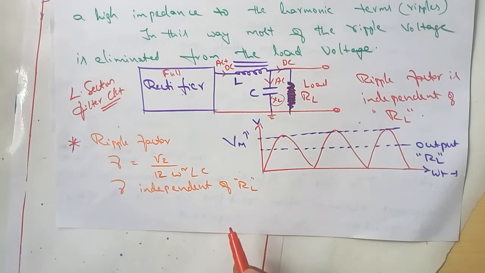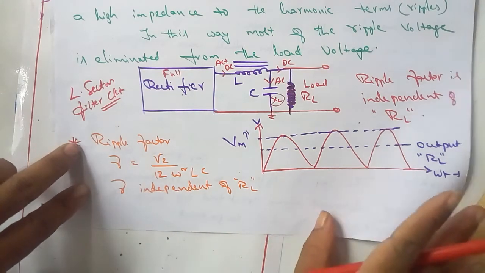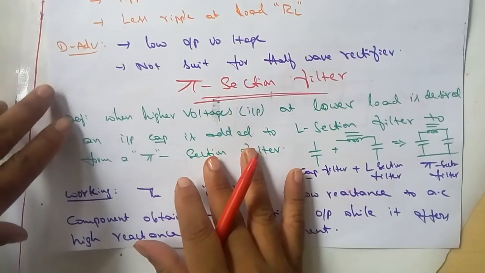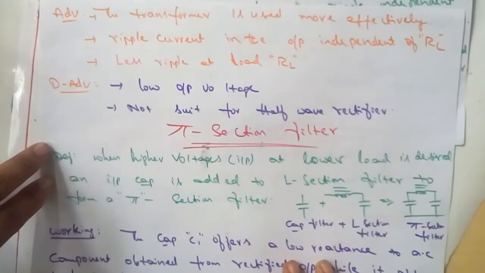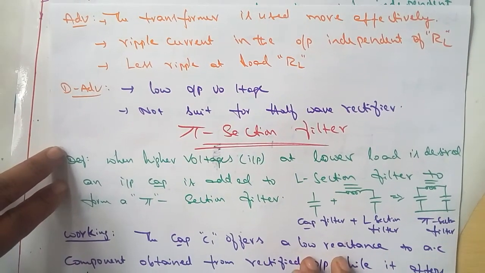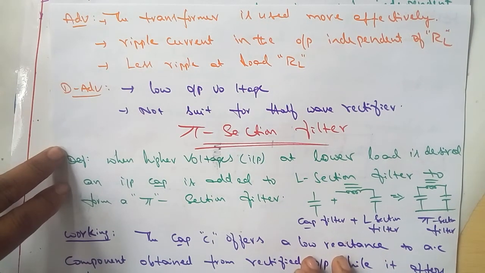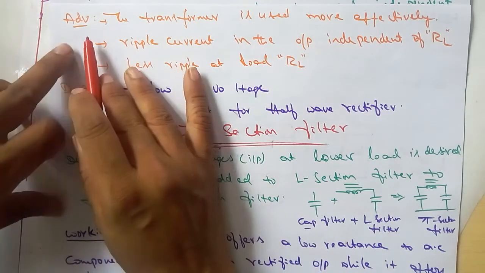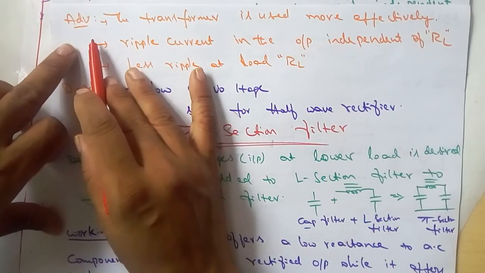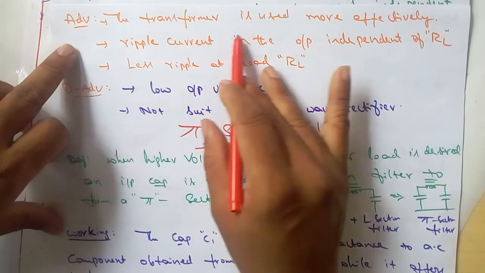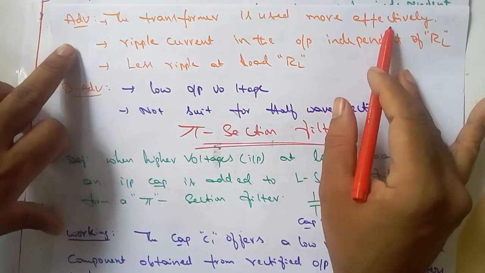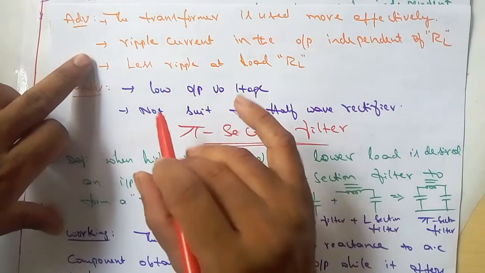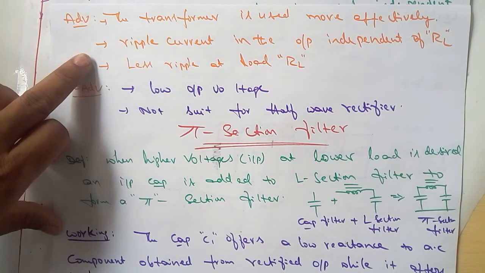So this is about the L section filter. Now, what are the advantages and disadvantages of this L section filter? See here, Nana, advantages. The transformer is used more effectively. In this one, the transformer is completely used.